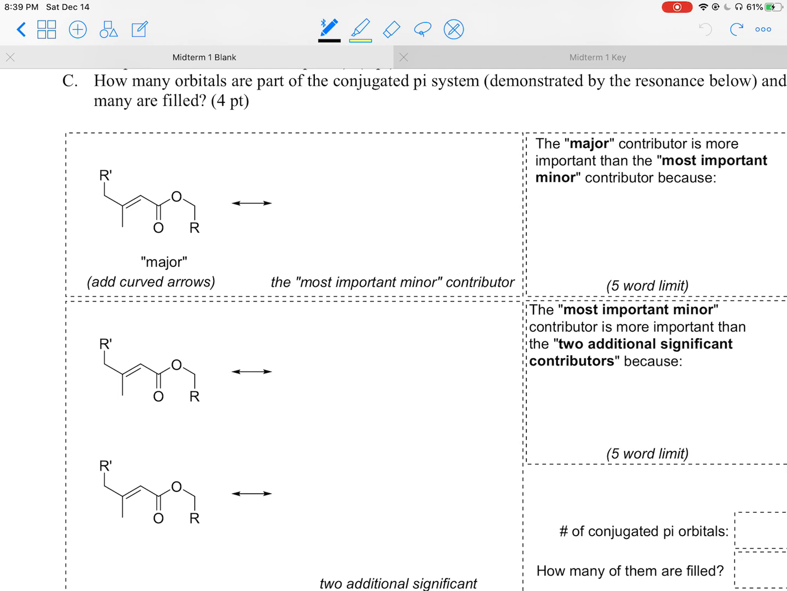Because this one, the one that I had circled right there, that's the major contributor. It's the best one. There's no charges. Everything has full octets. Like this is the normal resonance contributor, I guess. And then there's going to be other contributors for resonance. So we're going to just draw all of them and then we're going to rank which one is going to be the best out of these not so good ones. But they're all significant, so we have to recognize all of them.